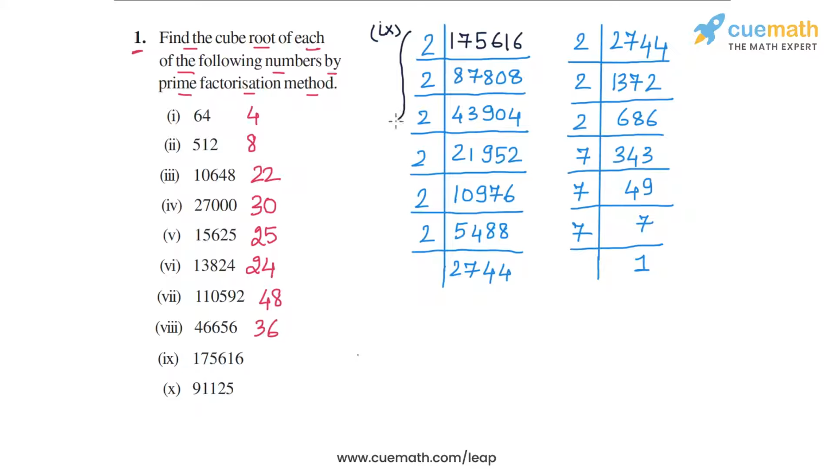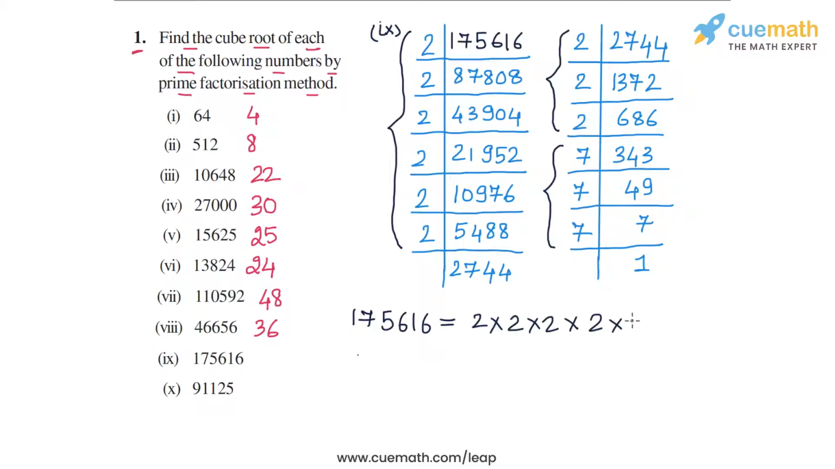So we have these 6 repetitions of 2 in the first column, and then these 3 repetitions of 2. So in total we have 9 repetitions of 2, and then we have these 3 repetitions of 7. So let's write this. The number is 175,616, and in prime factorized form this number has 9 repetitions of 2, right, and it has 3 repetitions of 7.